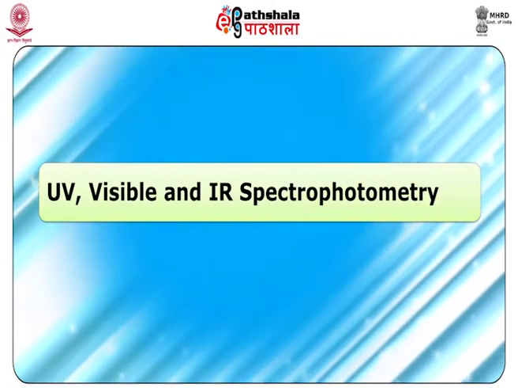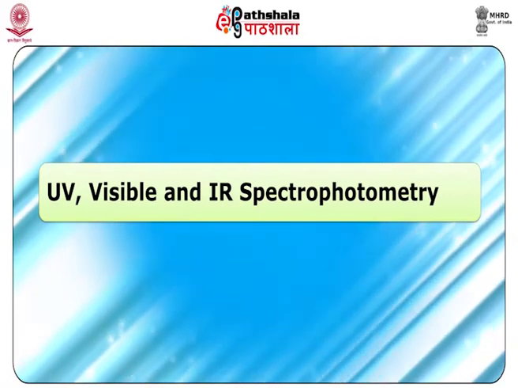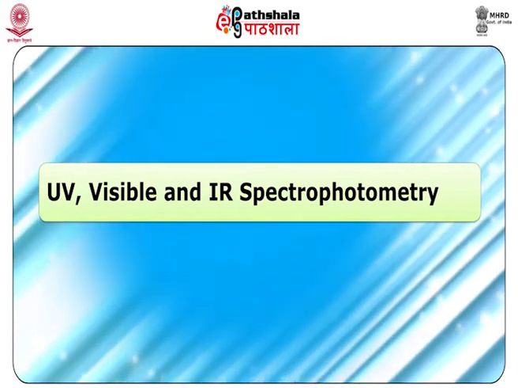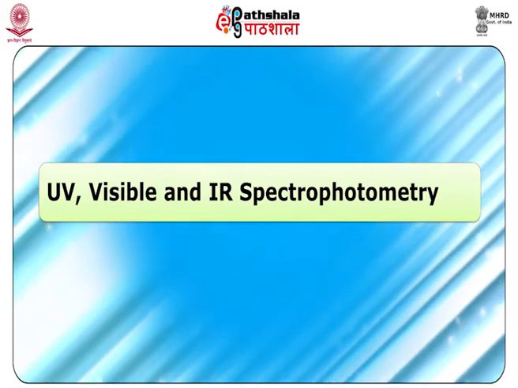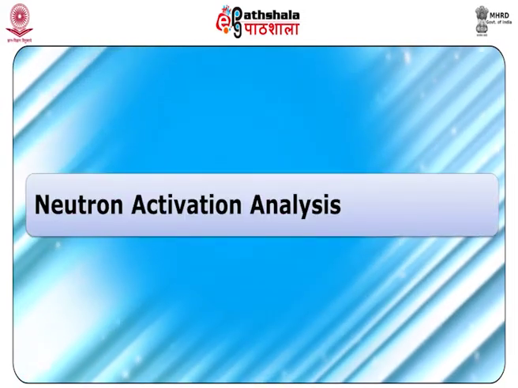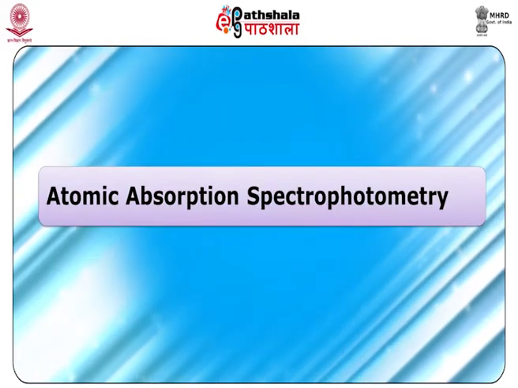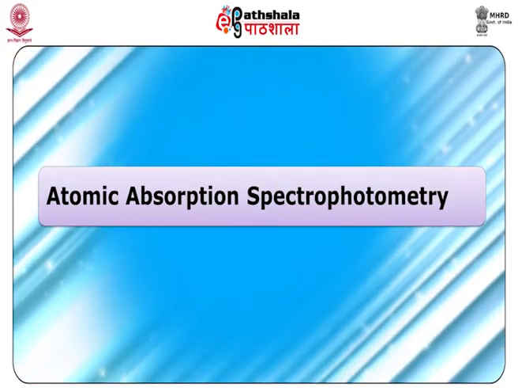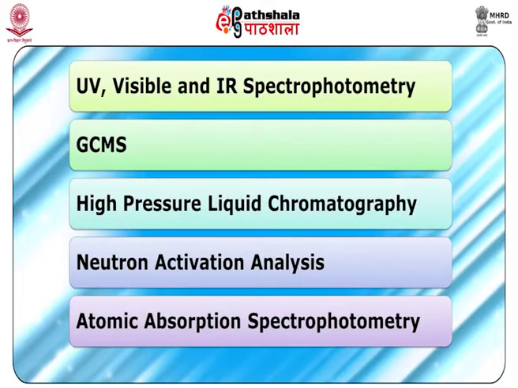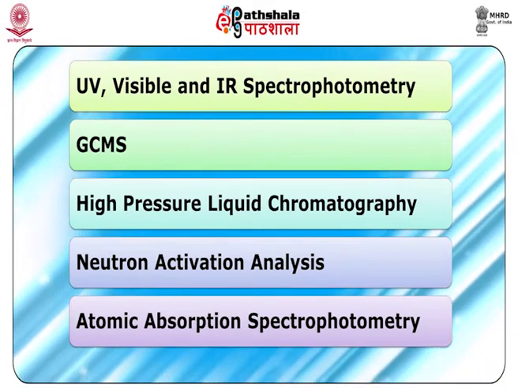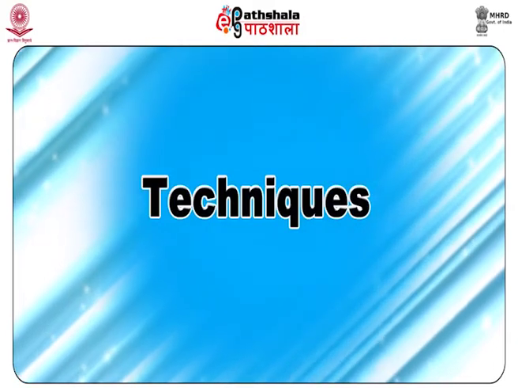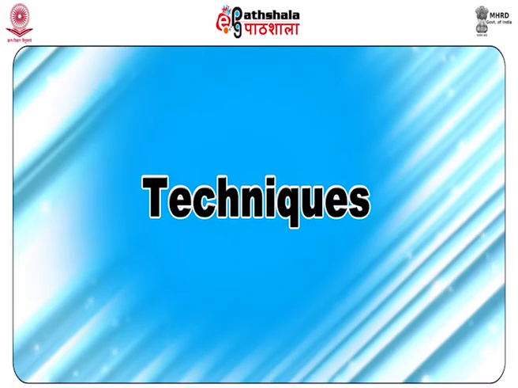A vast range of analytical techniques are generally employed in forensic analysis. These include ultraviolet, visible, and infrared spectrophotometry, gas chromatography-mass spectrometry (GCMS), high pressure liquid chromatography, neutron activation analysis, and atomic absorption spectrophotometry. The choice of technique and instrument to be used depends on the type of sample to be analyzed. Now, let us know about each of these techniques.